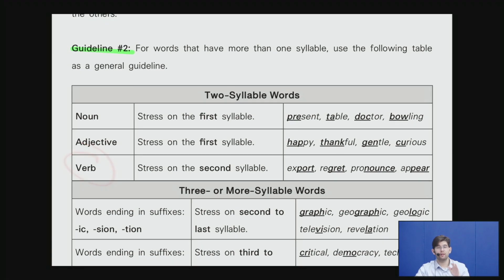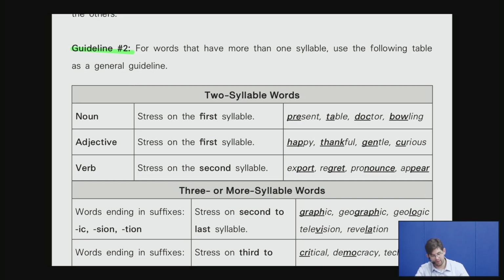For verbs, the rule slightly changes. Normally with verbs, it's on the second syllable of the sound. And this is normally because with verbs, the first sound is modifying the action. We have lots of affixes right here. We actually have 3 affixes: export, regret, pronounce. All 3 of those are different affixes or prefixes, which means our second syllable is going to be the core of these ideas, the core sound we want to produce.